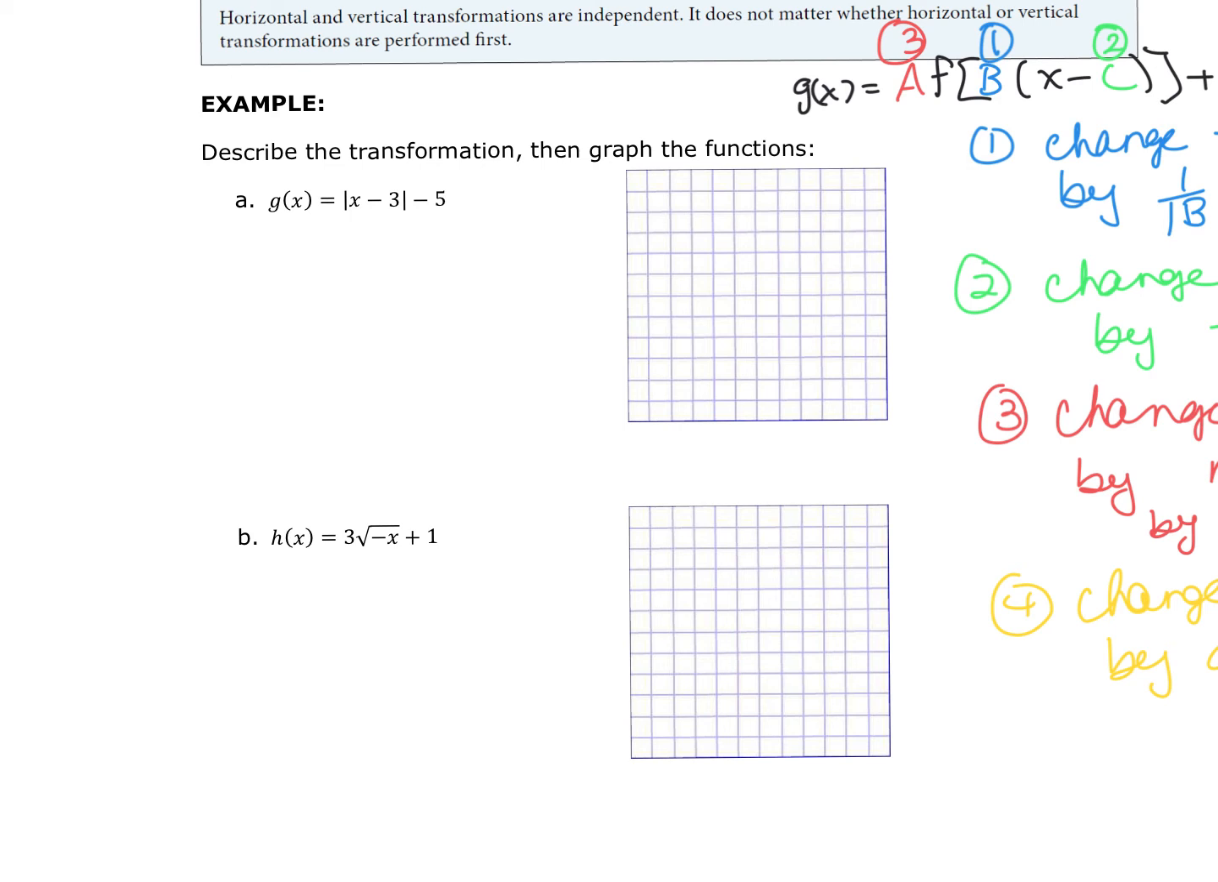So first I'm going to describe the transformation. Again, I'm going to start with b. I don't have a b, so I have this. So this is going to move. It's a minus, so I want to go left, but it goes the opposite, so it's going to move right 3.